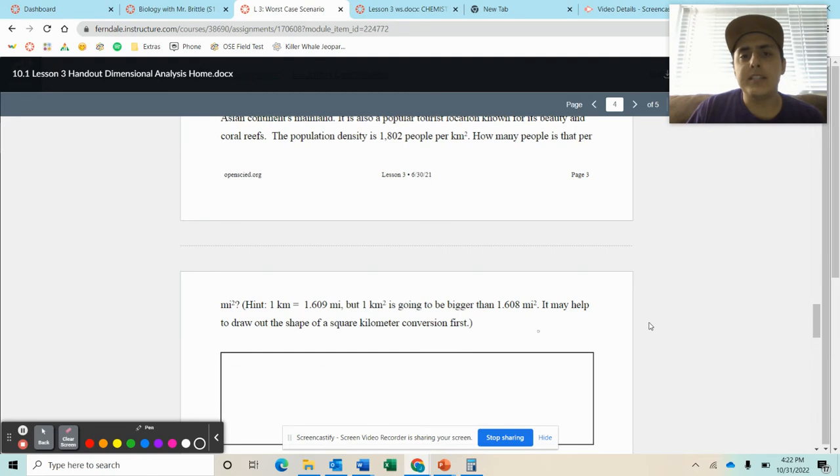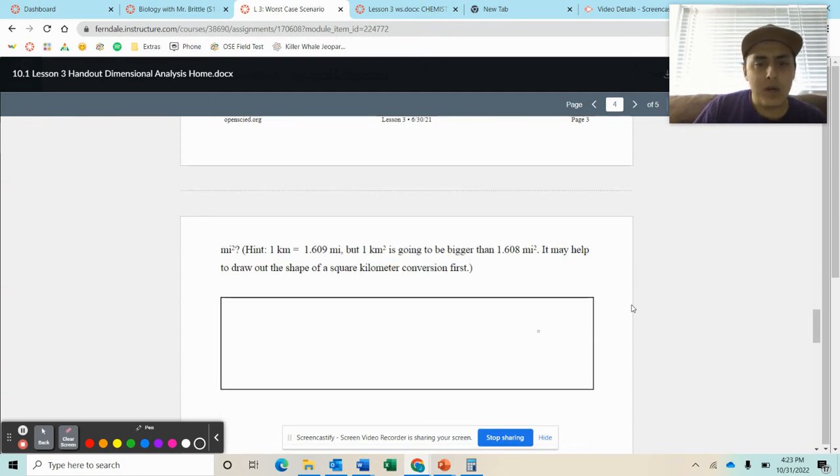The population density is 1,802 people per square mile. How many people is that per? I'm so sorry. 1,802 people per square kilometer. How many people is that per square mile? So we know, where does it tell us? We have to do kind of a few different steps here.